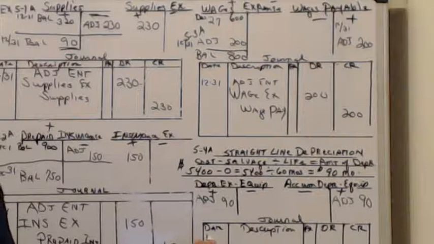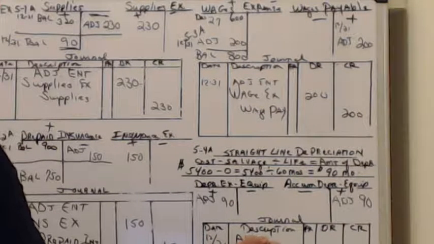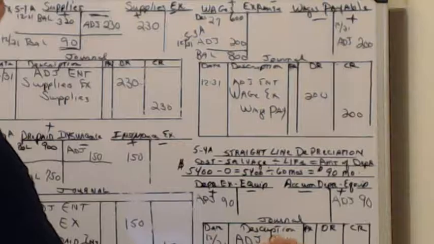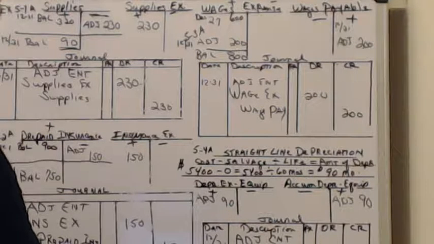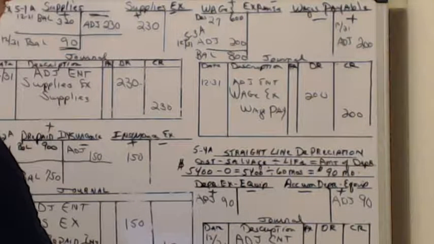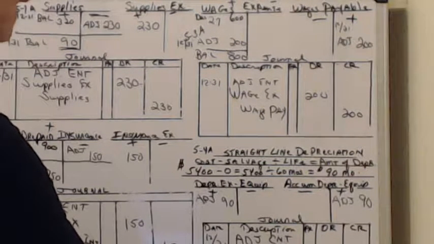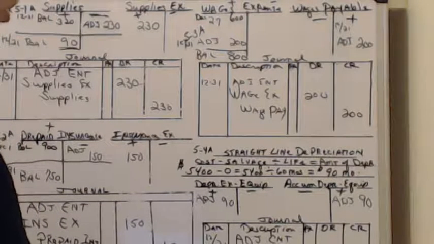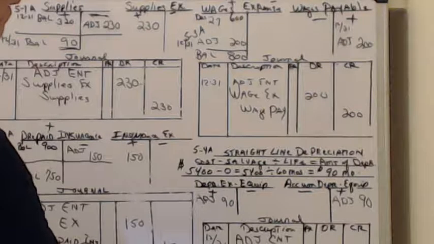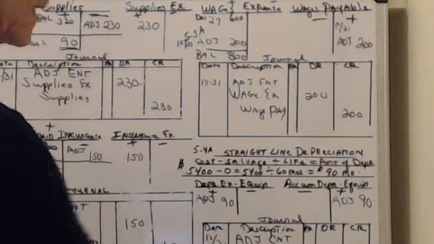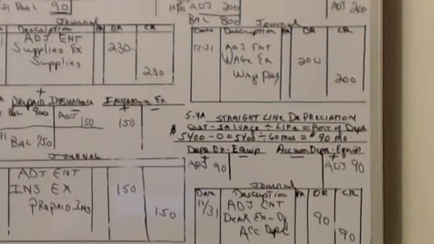So I'm going to go to my journal. My adjustment is going to say, depreciation expense for the equipment, $90 debit, and accumulated depreciation is a $90 credit.